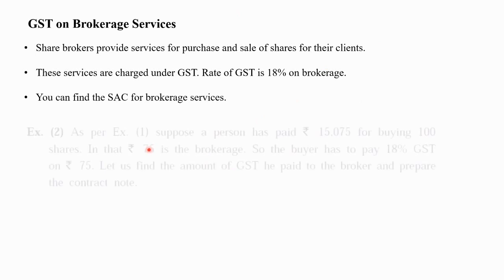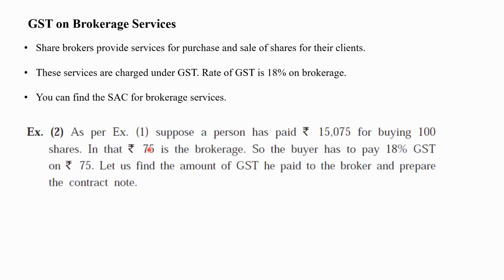For example, suppose a person has paid rupees 15,075 for buying 100 shares. In that, rupees 75 is the brokerage. So the buyer has to pay 18% GST on rupees 75. So if you see, 75 rupees is brokerage, so GST will be 18% of 75. That is the additional tax that has to be paid. So let us find the amount of GST he paid to the broker and prepare the contract note.